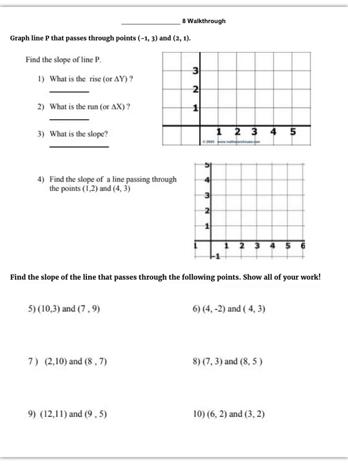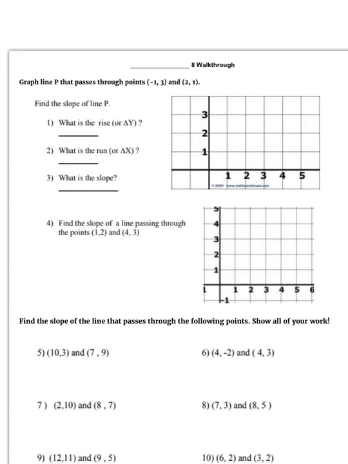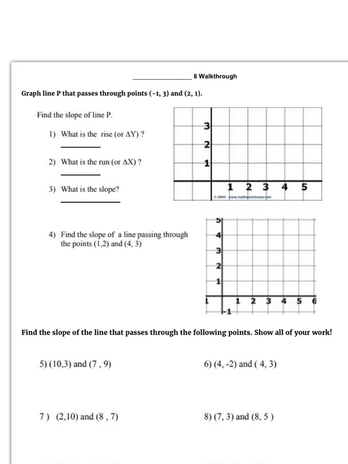Okay, so for this walkthrough, we are going to determine slope. And we're going to determine slope from 2 points that are given, from equations that are given. So the first thing that we're going to do up here at the top is it says graph line P. That just means that the line is going to be called line P. It says graph line P that passes through points -1, 3 and 2, 1.